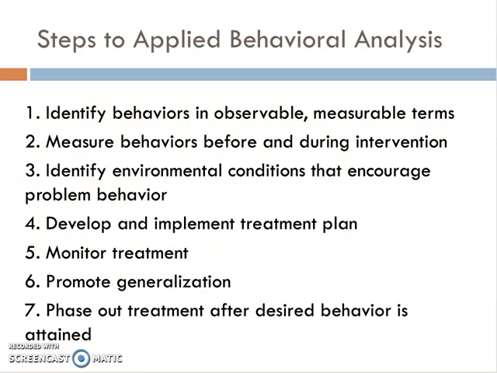So now they needed to develop and implement a treatment plan to address that behavior. So try to figure out a way that that child could feel more successful and connected to math, for example. And then monitor that treatment, promote generalization, which is trying to see how that child could use those same positive strategies in other settings, and then finally phasing out the treatment once the desired behavior is attained.